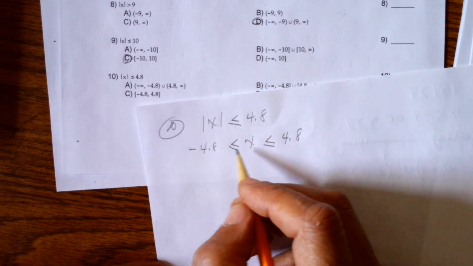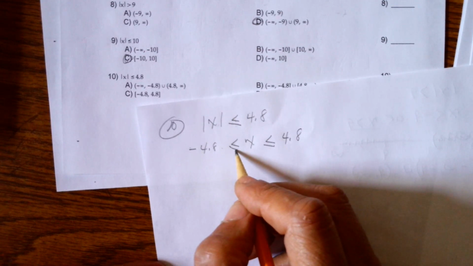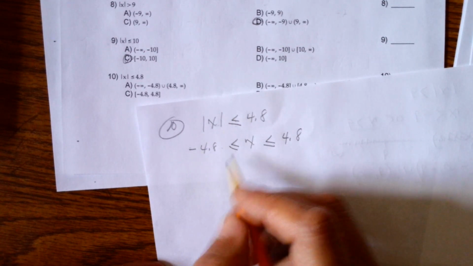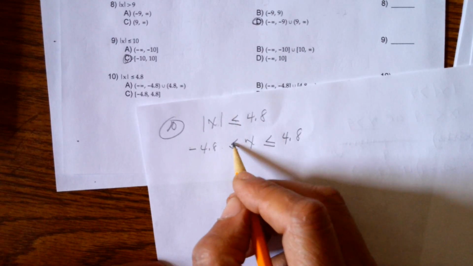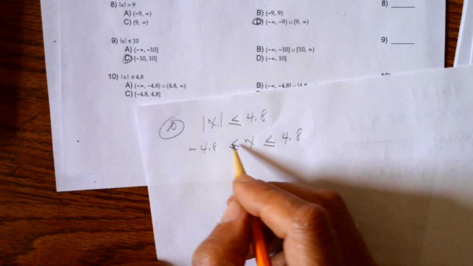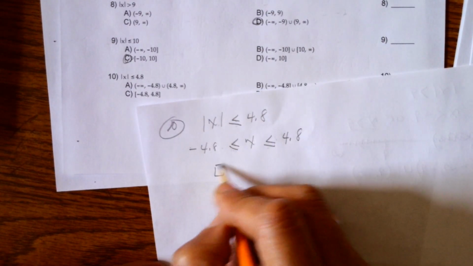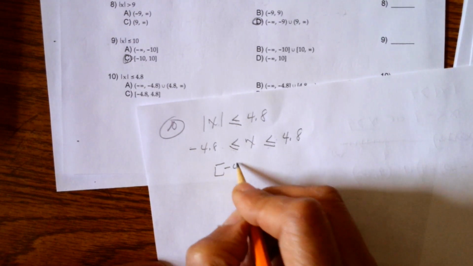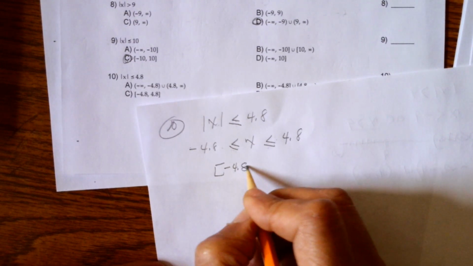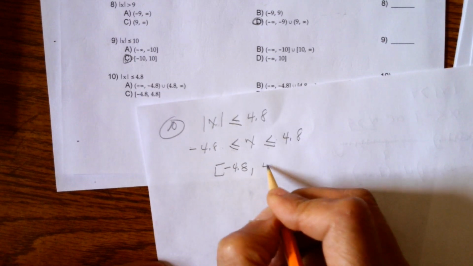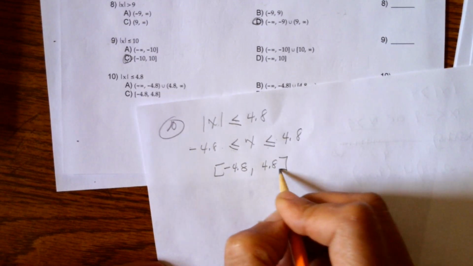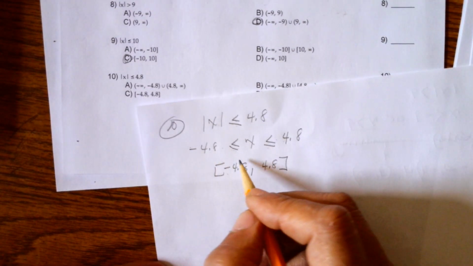So I'm done here. I've got brackets because these are not strict inequalities, less than or equal to. And I got values between negative 4.8, comma, and positive 4.8. Everything that's in between these two.